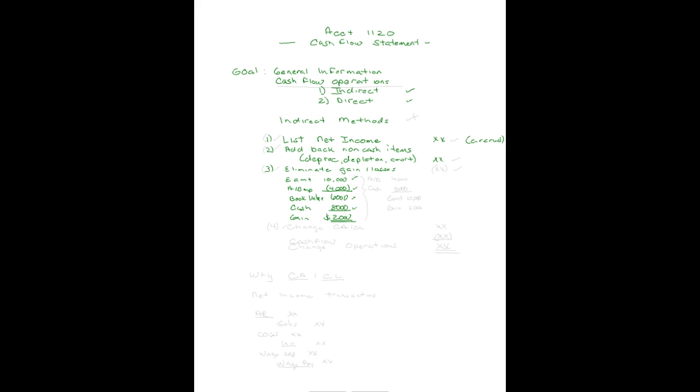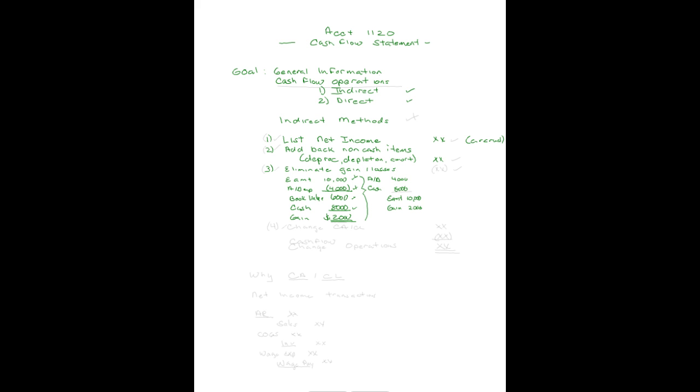That entry would have looked like this. First, you need to get rid of your equipment for $10,000. You would need to get rid of your accumulated depreciation for $4,000. Just going down, taking my accounts off. Pick up your cash for $8,000 and record a gain of $2,000. This is the entry that this analysis led to.